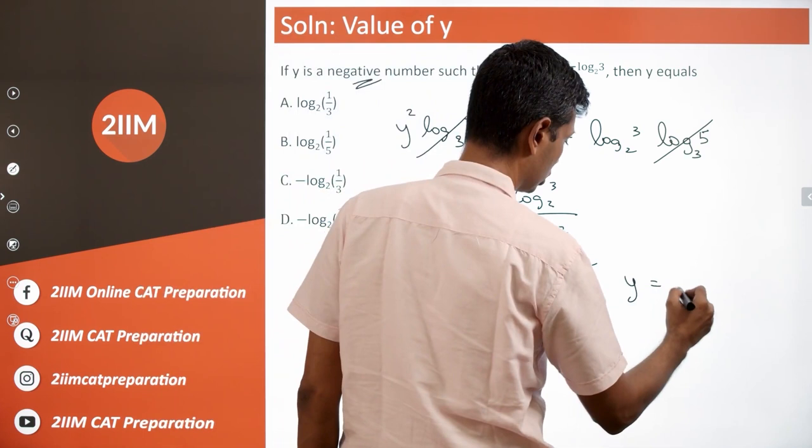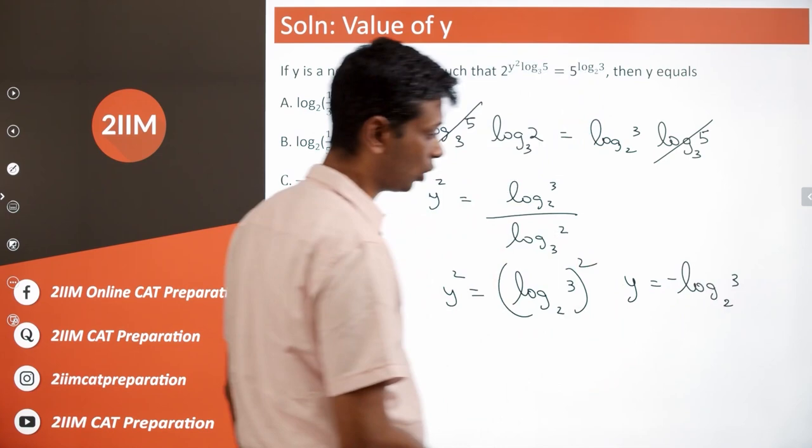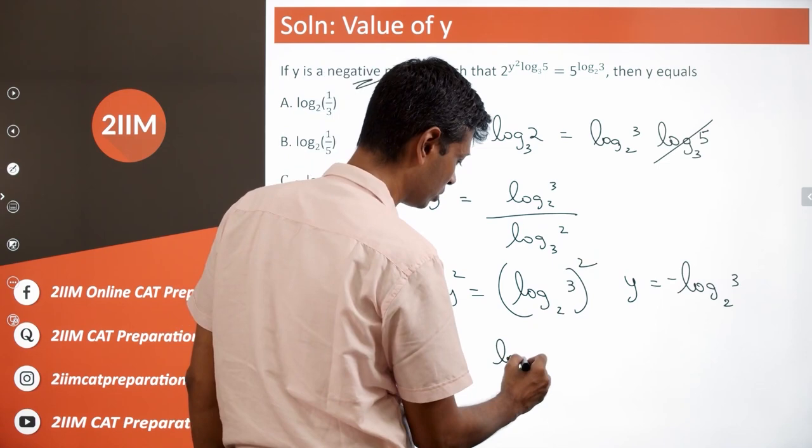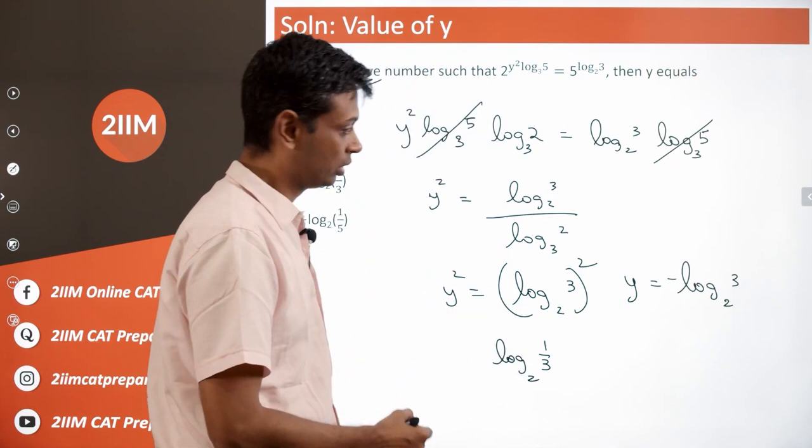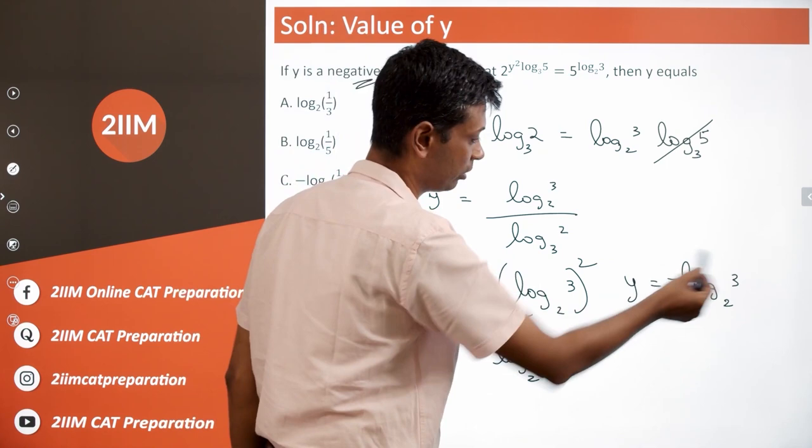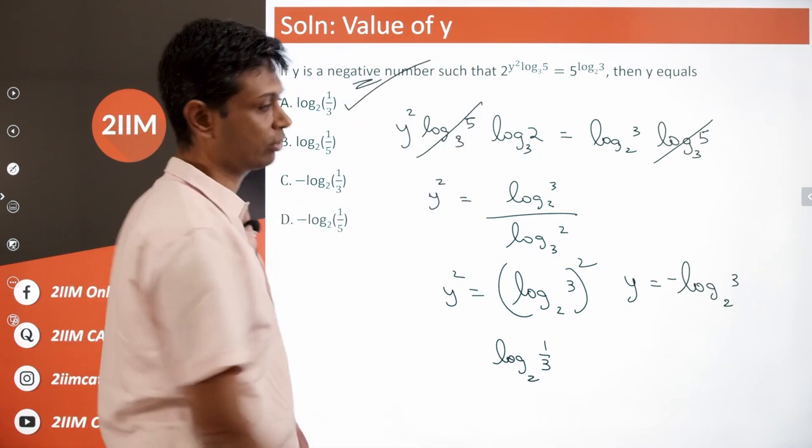It is log 3 to the base 2 times minus 1. It's minus of log 3 to the base 2. Log 3 to the base 2 and minus of log 3 to the base 2 is nothing but log 1 by 3 to the base 2. 2 power something is 3. 2 power minus of something, minus of the same thing will be 1 by 3. So minus log 3 to the base 2 is nothing but log 1 by 3 to the base 2. We're looking for a choice that says that. It's just this. Beautiful question.